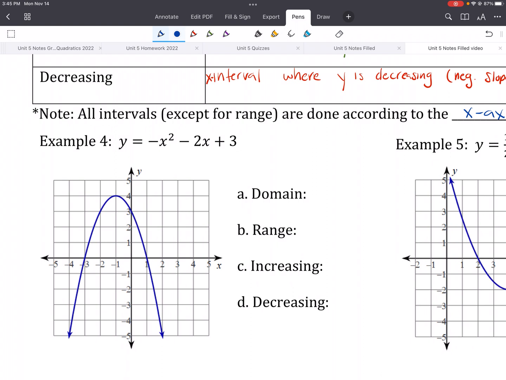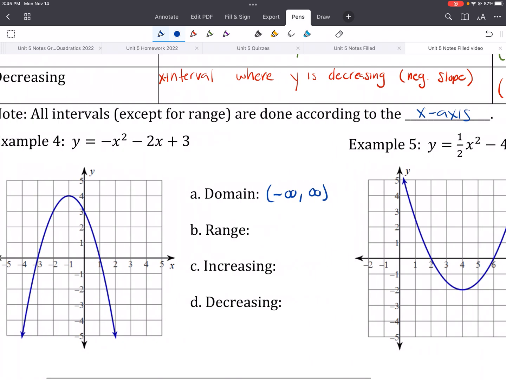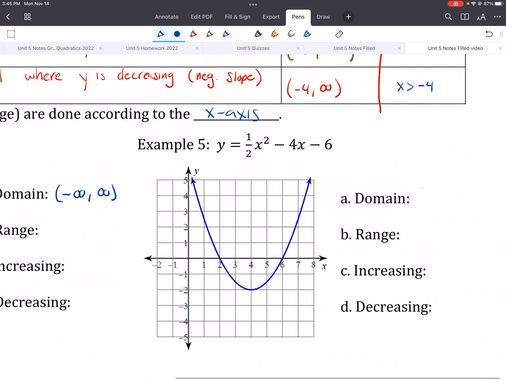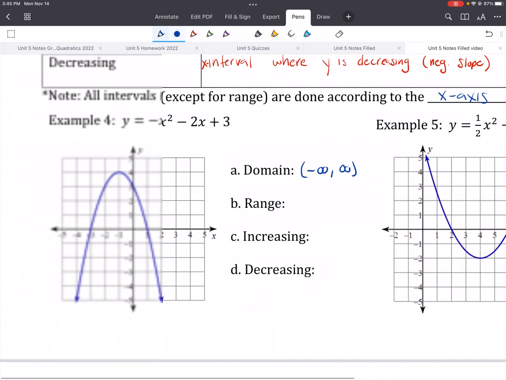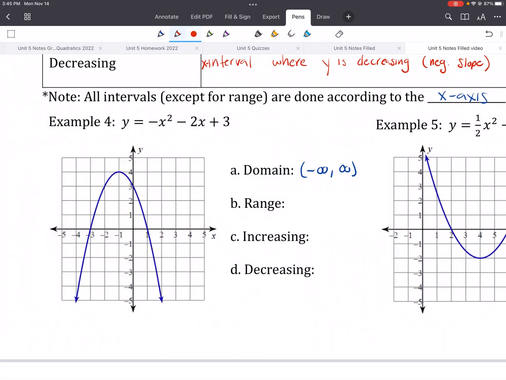So domain, again, is how far to the left and how far to the right. So this goes from -infinity all the way to infinity. Again, that's the same for all of these examples. Range is how low and how high. So range would start at -infinity all the way up to its maximum. So it would go from -infinity all the way to 4, and we use a bracket.